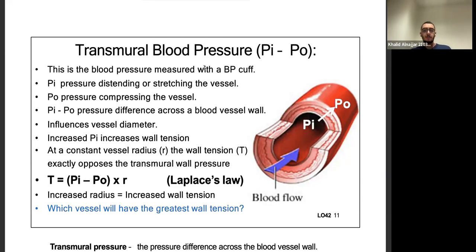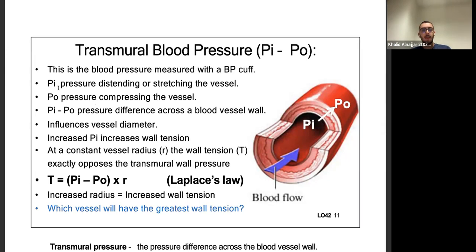What does transmural blood pressure mean? Transmural is the pressure through the wall of the vessel. So if we want to calculate that math-wise, it's the pressure of the inside of the artery minus the pressure of the outside of the artery. So PI, P inside, PO, P outside. And this is basically the blood pressure that is measured with a blood pressure cuff. When we are measuring the blood pressure, we put a cuff on our arms. This cuff, or this machine, is trying to measure this pressure.